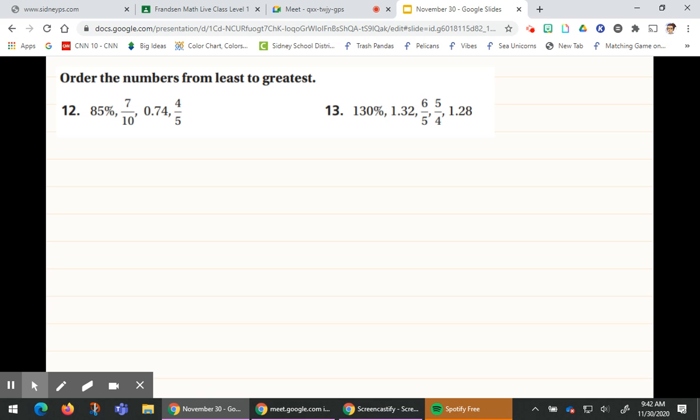Okay, so I want you to try number 12 the way you'd like to try it. If you want to change 85% into a decimal, 7/10 into a decimal, 74 hundredths is already a decimal, and 4/5 as a decimal, go ahead and do it like that. If you want to change them all to percents, go ahead and do it like that. However you do it, you need to make them all the same kind of number so that you can actually compare them to order them from least to greatest. I'll give you a few minutes to calculate while I take a swig of coffee.